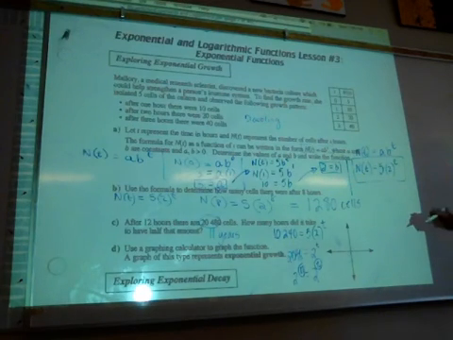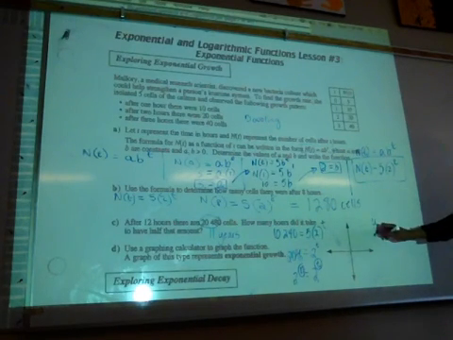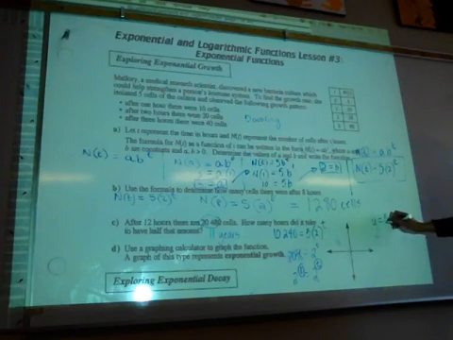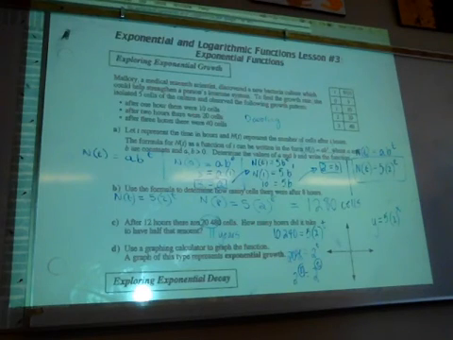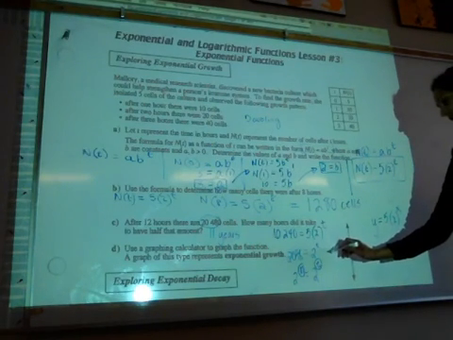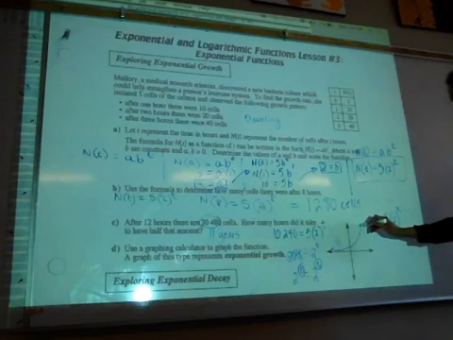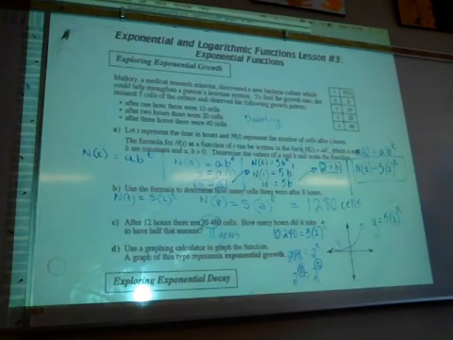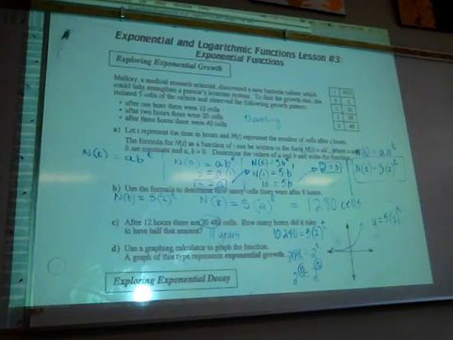So if we were to actually graph, you put in your y1, y equals 5 times 2 to the power of x. Go ahead, put that in your calculator. You will get a function that looks like this, and I want you to verify that. If you don't get something like that, then you're probably putting in your calculator incorrectly, and I want to help you.